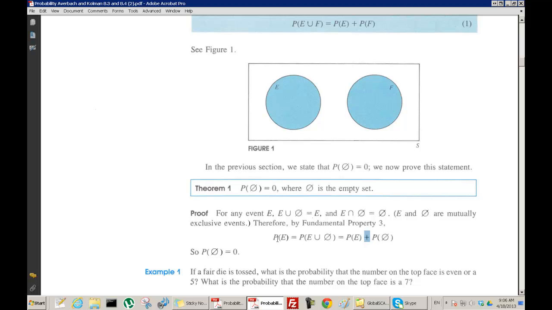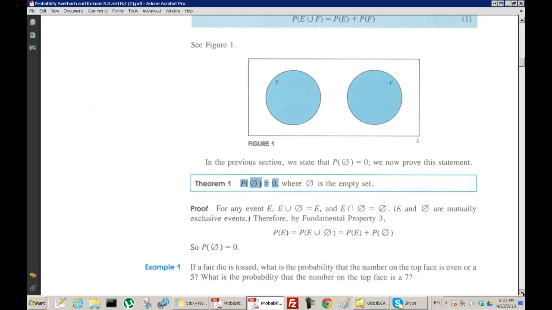So what they write is, we had E equals E union the empty set, so we can start out with the probability of E, but we can replace E by this, which is what they do here. But they can change this to plus because we said that these two are mutually exclusive, so we get that. So you have this statement: the probability of E equals the probability of E plus the probability of the empty set. Therefore, the probability of the empty set has to be 0. Okay, so now we've proved that the probability of the empty set has to be 0. We wanted to prove that, and we did.